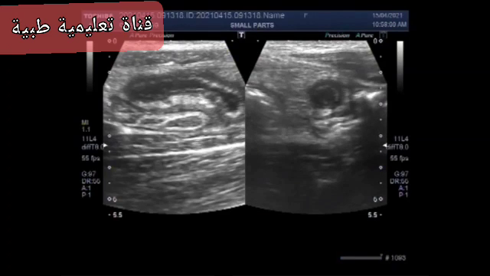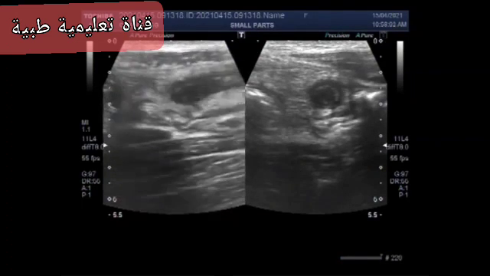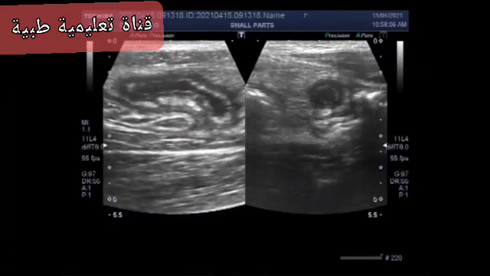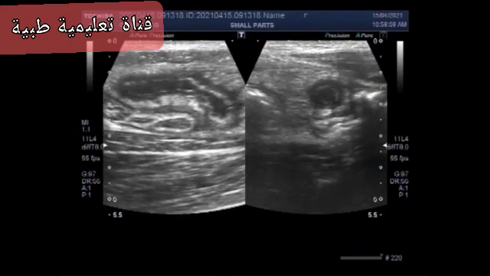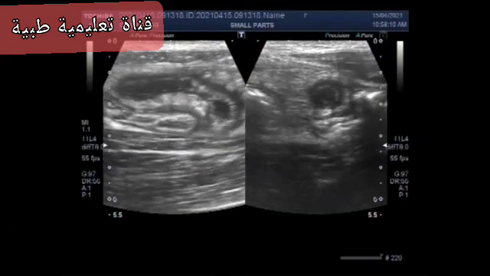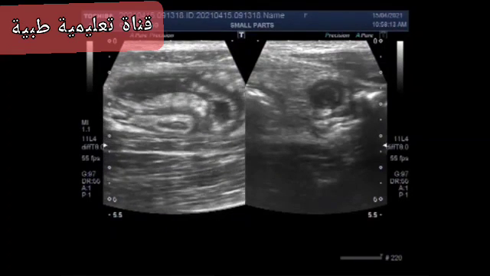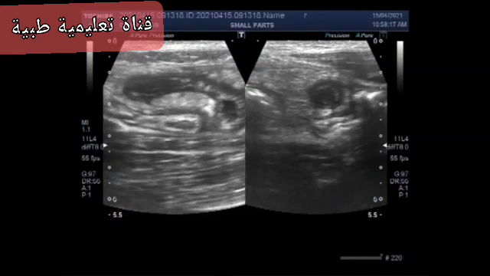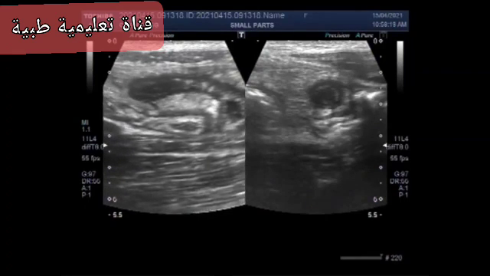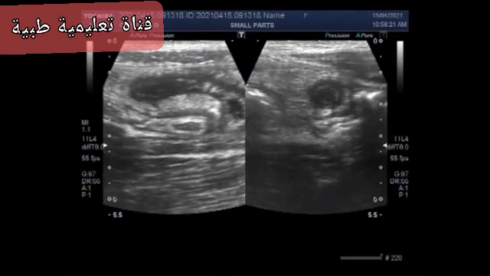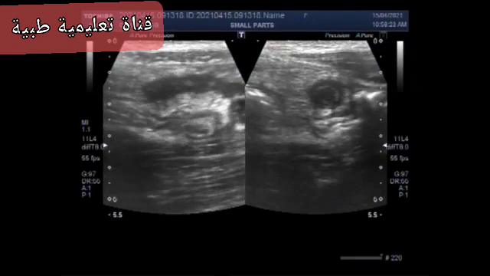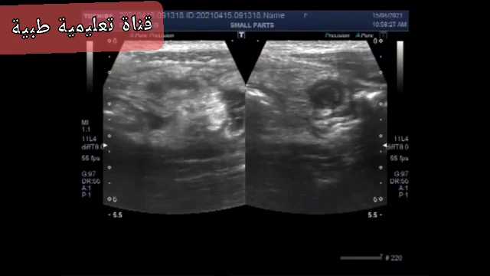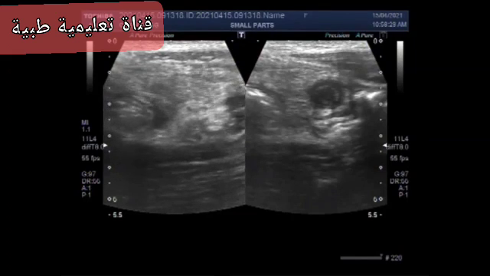It is not easy to localize the appendix, but once you practice it, it becomes much easier. An ultrasound is a painless procedure that uses sound waves to provide images to identify organs within the body. Ultrasound can identify the enlarged appendix or abscess. During appendicitis, an enlarged inflamed appendix or abscess can be seen, as you can see in this case.